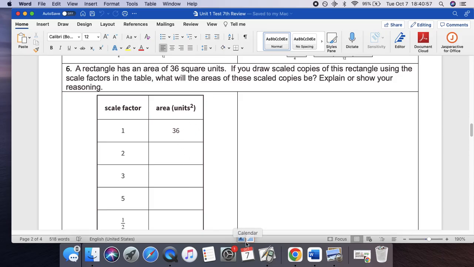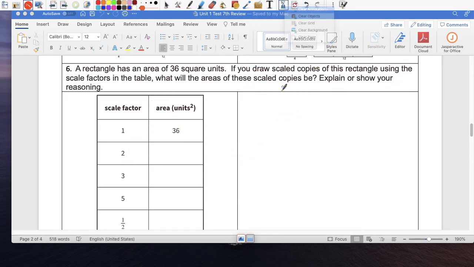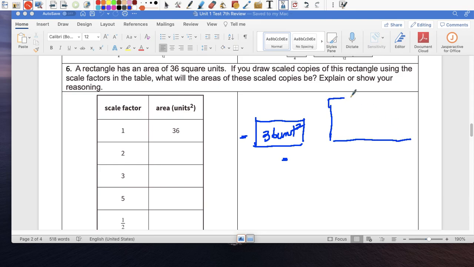Let's do these guys. A rectangle, and I left a little box here. It's a rectangle. I don't know the dimensions. I don't know what the length and the width, the base and height, are. But I know that if I multiply this one over here times this one, it's 36 units squared. If I use a scale factor of 2, everything's going to double. What's the area now? Well, if you go back to what I said before, we're going to take the scale factor, raise it to the second power, and multiply by the original area.